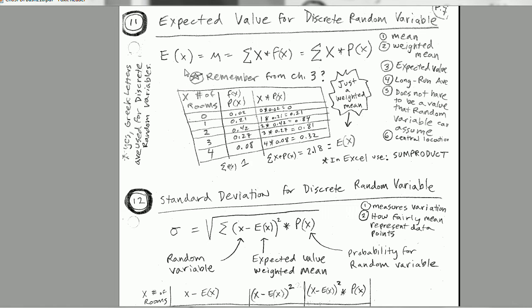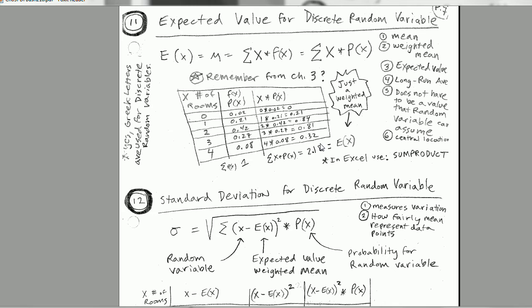Expected value. That's the term they often use when we have frequency distribution. It just means we need to calculate the mean. They will use mu, which is a Greek letter to represent this. I'll tend to use expected value. But notice x times probability. You do all of them and then add them up. We actually did this as a weighted average back in chapter 3. We could think of this as the mean, the weighted mean, the expected value, long run average. And guess what? The value does not have to be a value that the random variable can assume.